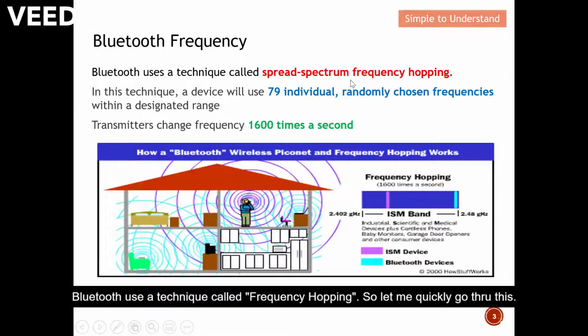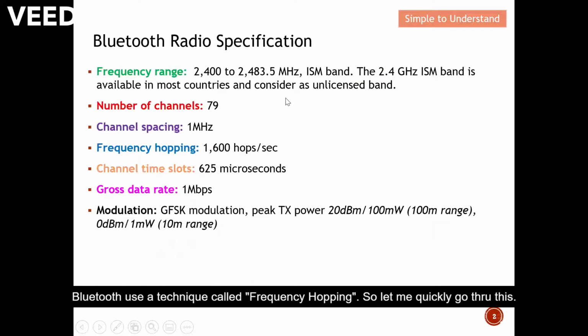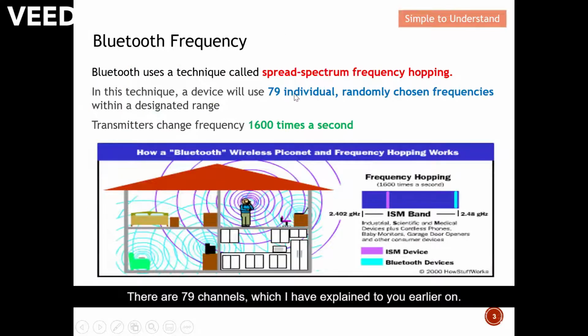Bluetooth uses a technique called frequency hopping. Let me quickly go through this. It means that Bluetooth doesn't fully occupy the frequency for transmission, and doesn't occupy the full bandwidth available to it. It uses frequency hopping, which means it hops from one point to another. I will illustrate more on the next slides. Like I mentioned, the master and slave don't fully utilize the full bandwidth for transmitting the message. So there are 79 channels, which I explained earlier, and they hop 1,600 times a second.